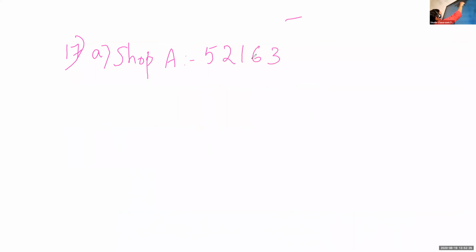Okay, so question number 17. What do you have to do? I will do one, and question number B you will do as homework. All of you, so shop A. Shop A, we have to write the number. First write the number, then we will place the comma. 52163. So how to place the comma? We will place the comma after 3 digits from the right side.